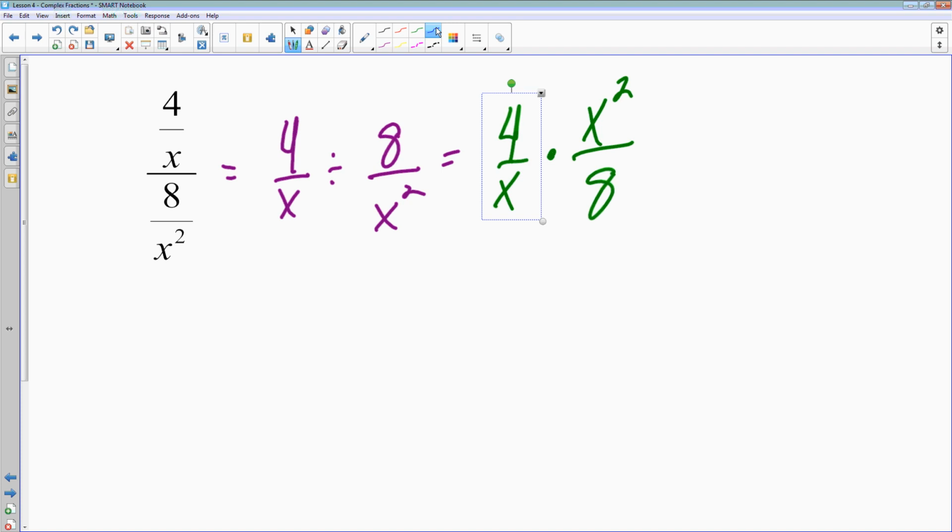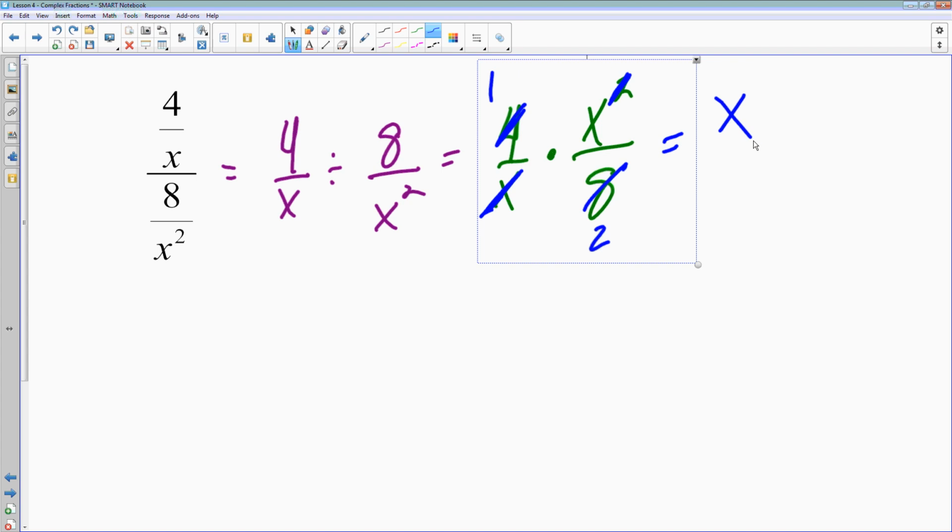Now I'm going to simplify because we're multiplying, right? This takes us back to what we were doing previously with multiplication. We can cross out an x from the top and the bottom. We can cross out a 4 from the top and from the bottom. And then we're left with 1x or x in the numerator. And then in the denominator, we have 2. So there's my fully simplified fraction.